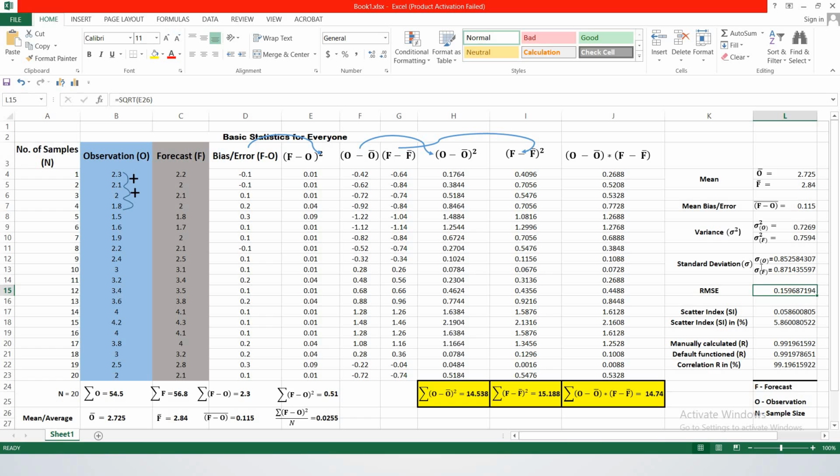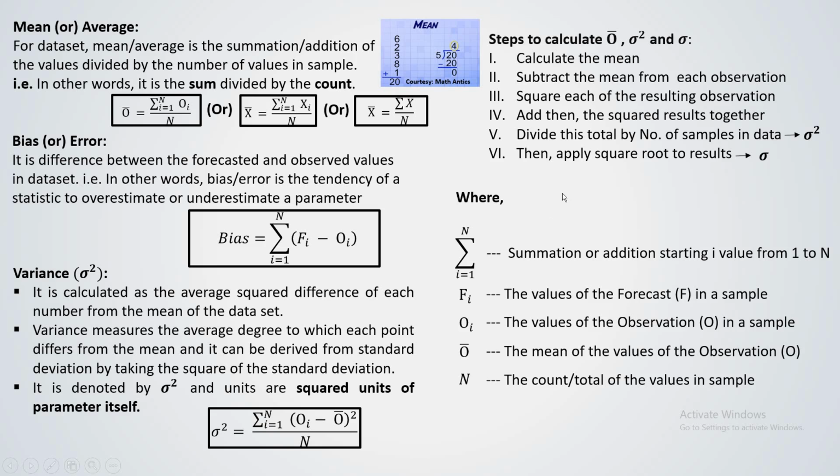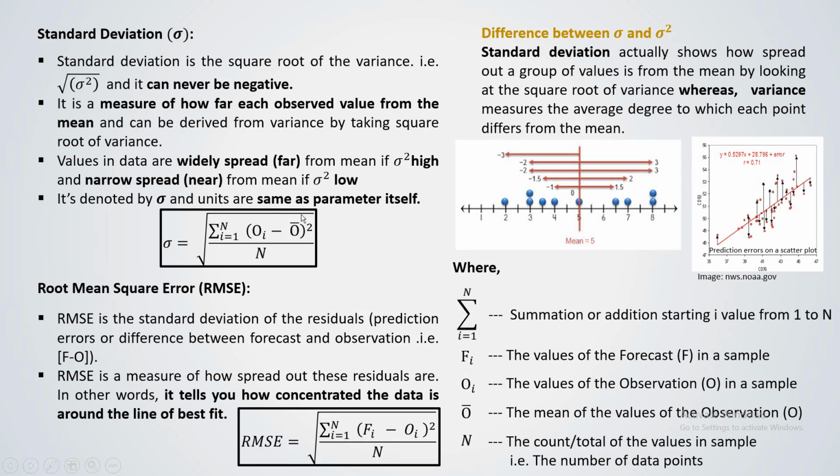Once you have calculated the standard deviation, you are good to go to calculate the RMSE. It is somewhat related to the standard deviation. As per the definition, the root mean square error is nothing but the standard deviation of the residuals. Here the residuals are nothing but (fi minus yi) squared. So if you see the formula of the standard deviation, the (oi minus o bar) squared term will be replaced with (fi minus yi) squared, right?